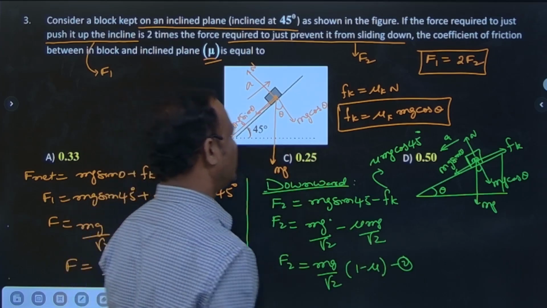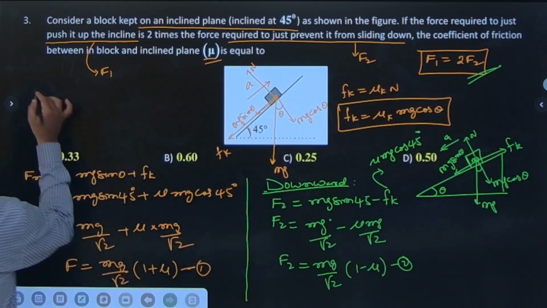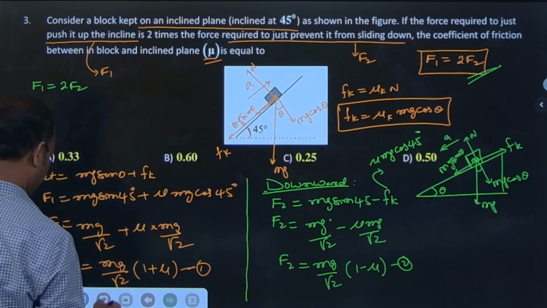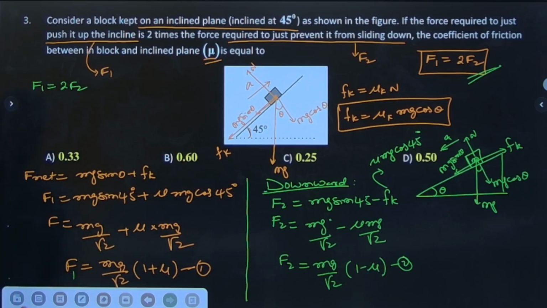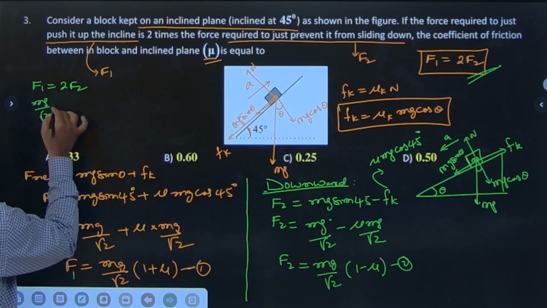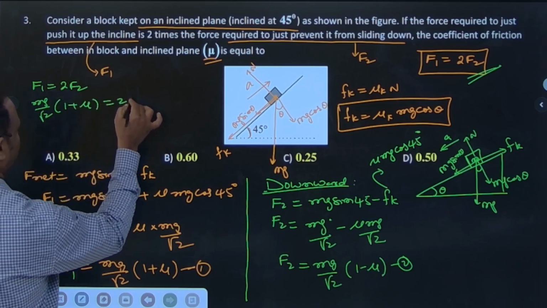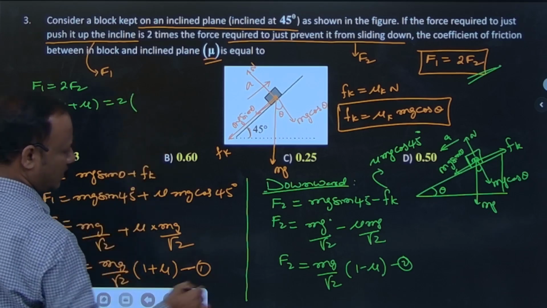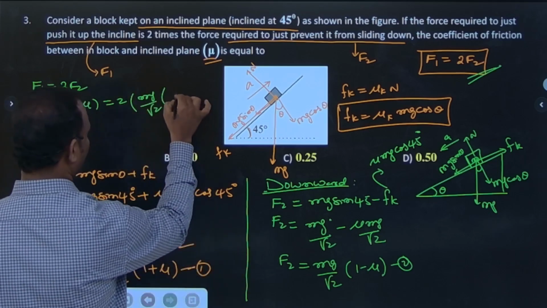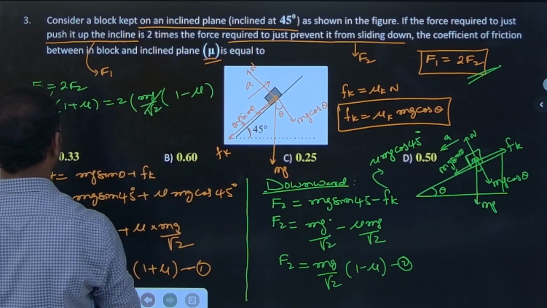So for the given situation, F1 is equal to 2F2. F1 is mg by root 2 times (1 plus mu), which is equal to 2 times F2, that is mg by root 2 times (1 minus mu). So mg by root 2 and mg by root 2 cancel.